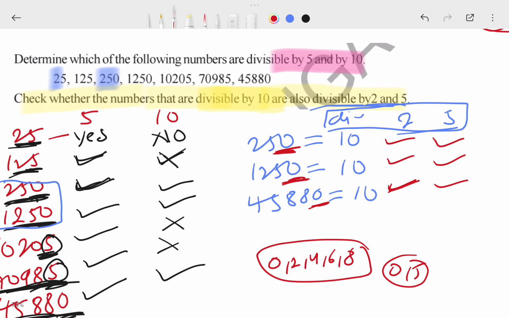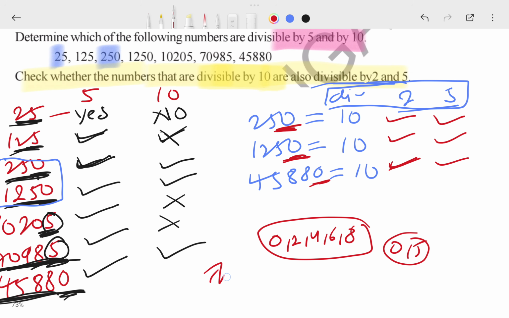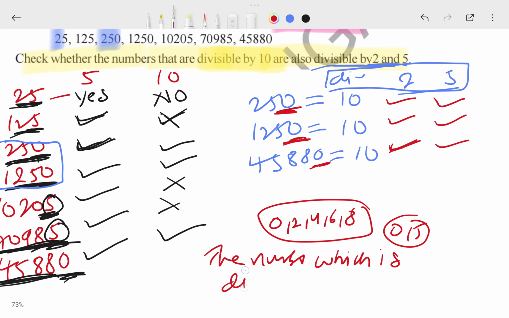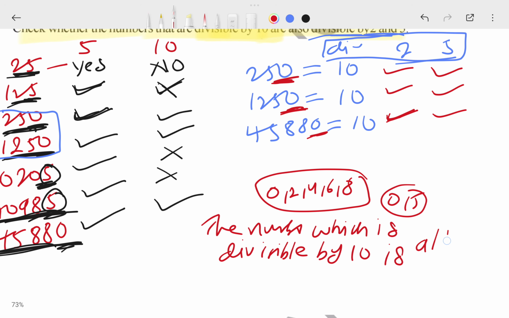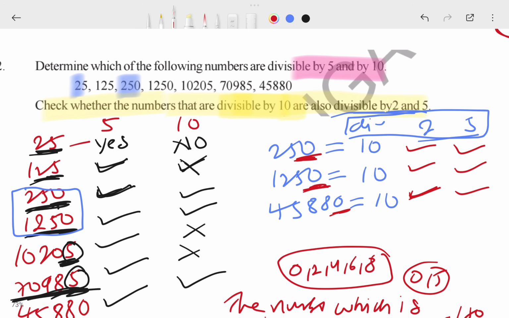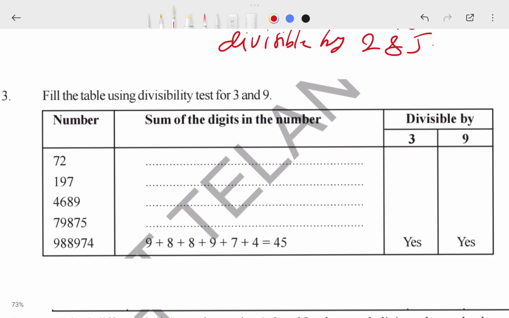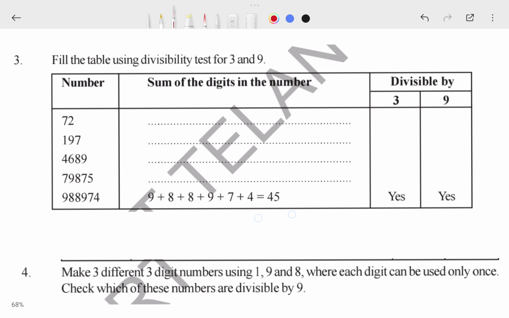Simply, the number which is divisible by 10 is also divisible by 2 and 5, okay? My handwriting is bad. Right, over. So this is the rule of that one, it is already clear. All right, so now let's check it out.